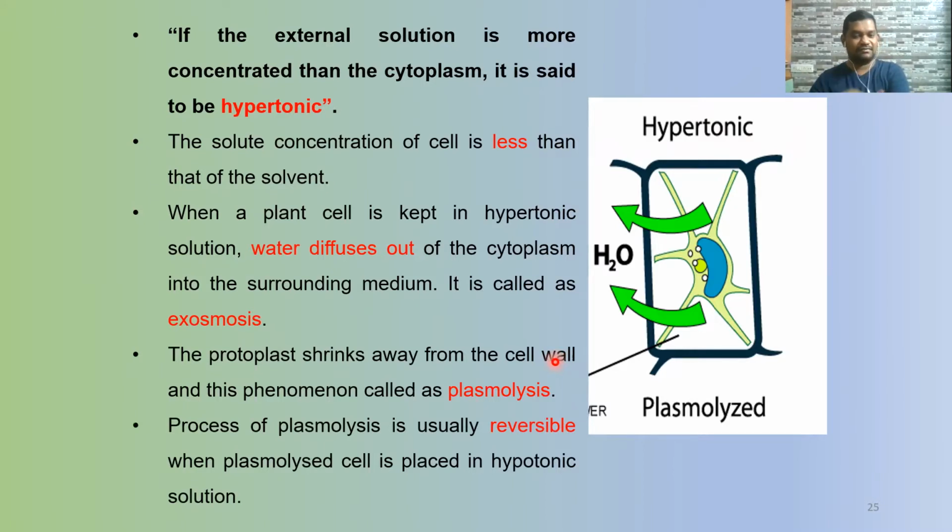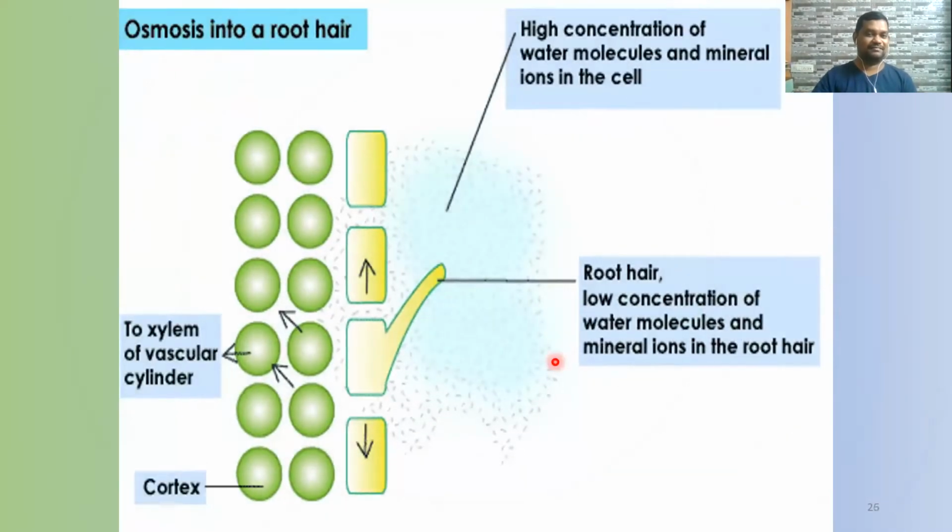So if the same plasmolyzed cell is kept back in a hypotonic solution, water will enter and endosmosis will take place. So you can reverse it.